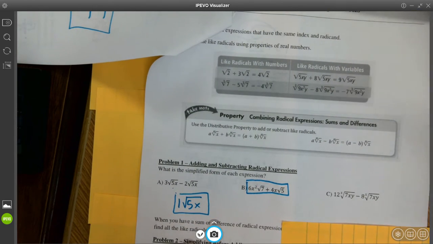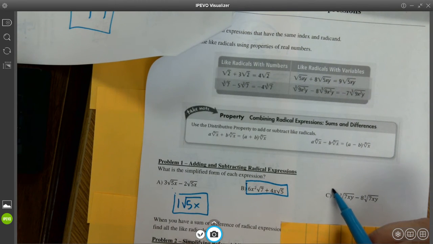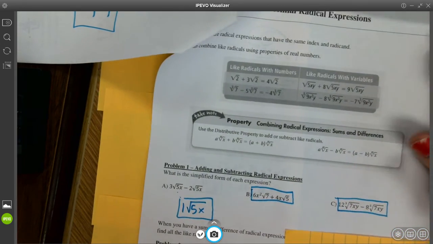Looking at my next one. So looking inside my roots, 7xy, 7xy, that's good. Now I look at my index. Here's an index 3, here's an index 5. I cannot combine those. So again, this would be as simplified as I could go for that one.